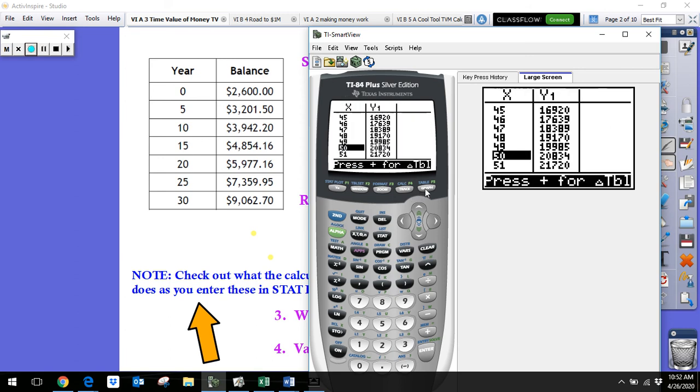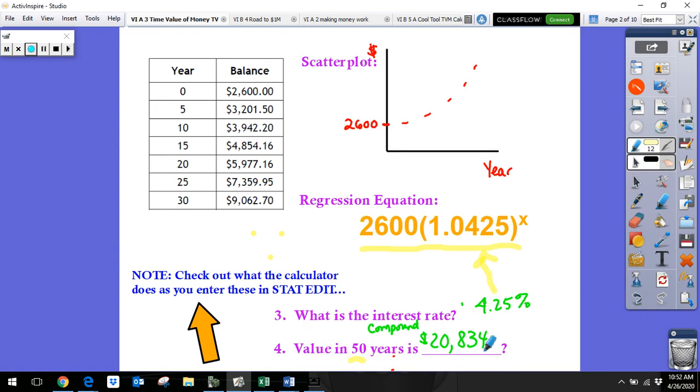If you have the equation in, go to year 50, and 20,834 would be what that money grew to. So first of all, think about that. You start off with 2,600, at 4.25%. In 50 years it grew to be 20,000. So this is the amount, 20,834, it is worth after that length of time.